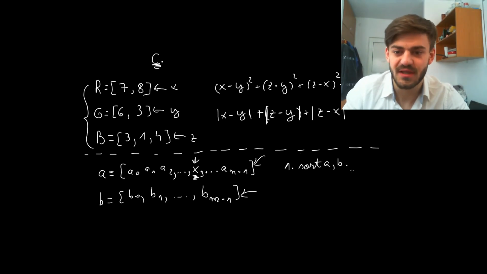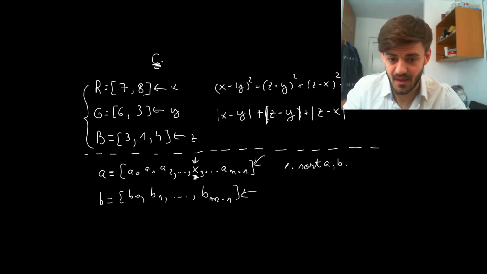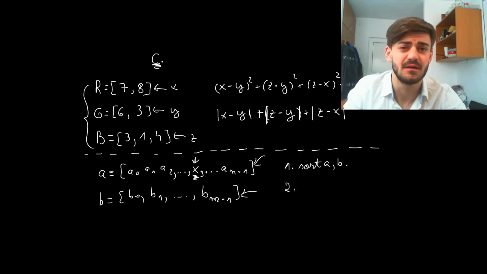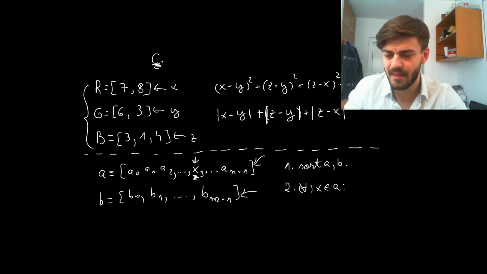So yeah, we are sorting A and B. And after sorting them, I'm gonna fix this X, and I can find those two values that I look for, either binary searching or two pointers technique. It's really your choice. So for each X which is part of A, as I said, your choice. You can do binary search, you can do two pointers technique.